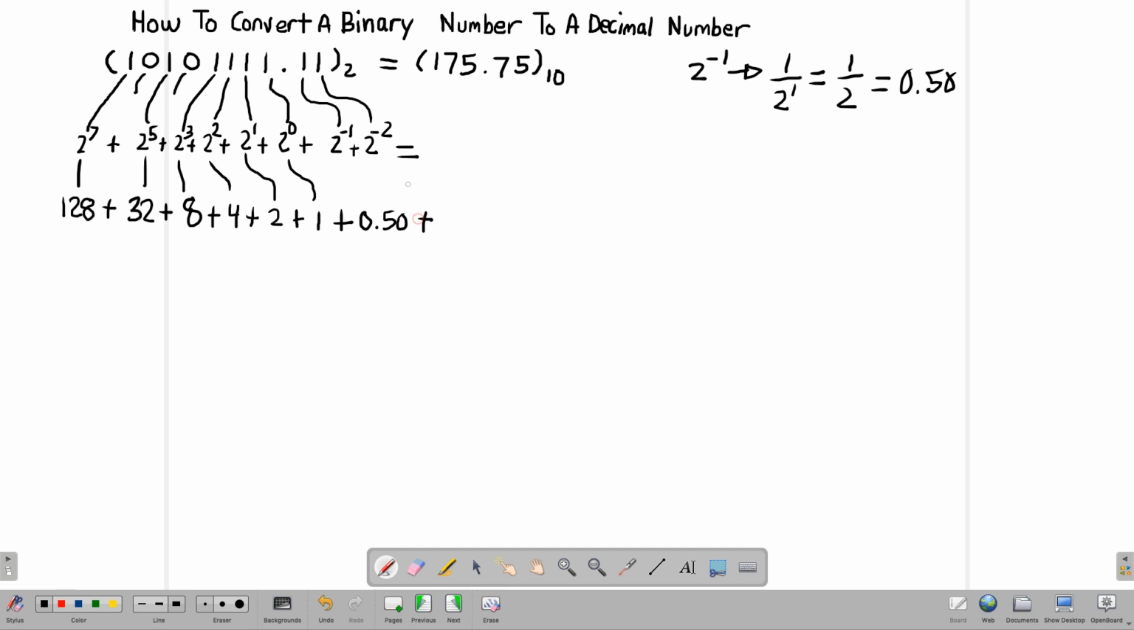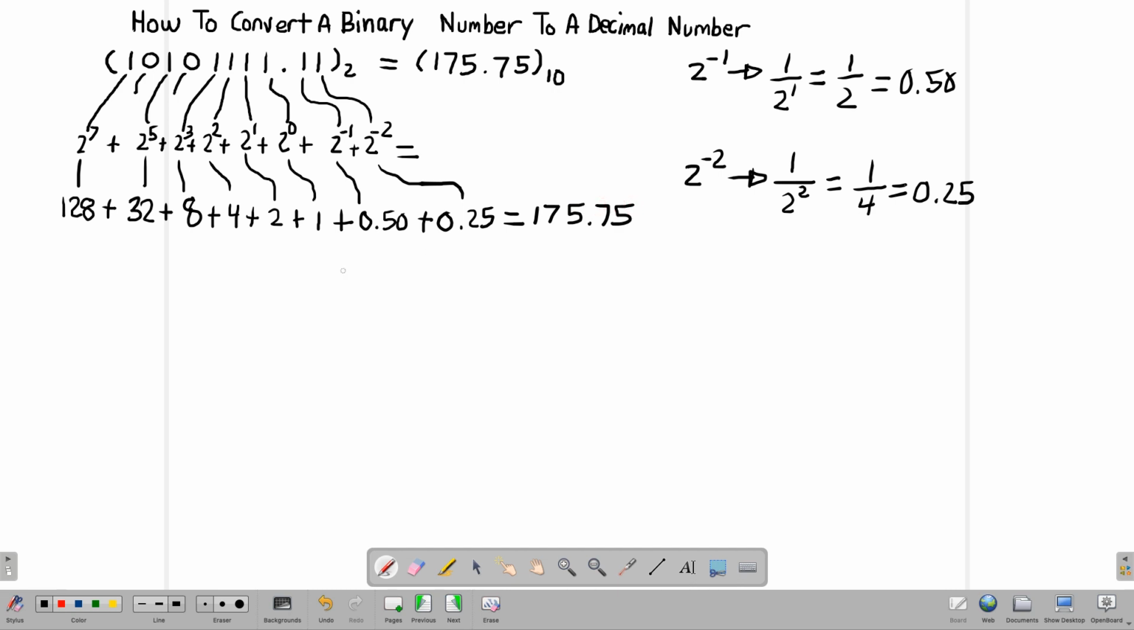Okay, and we add the next and final least significant value. Again, this is 2 to the minus 2 power. It's the same as saying 1 over 2 squared, which is equivalent to 1/4, which is a value of 0.25. And so we add it up and we get the value 175.75.